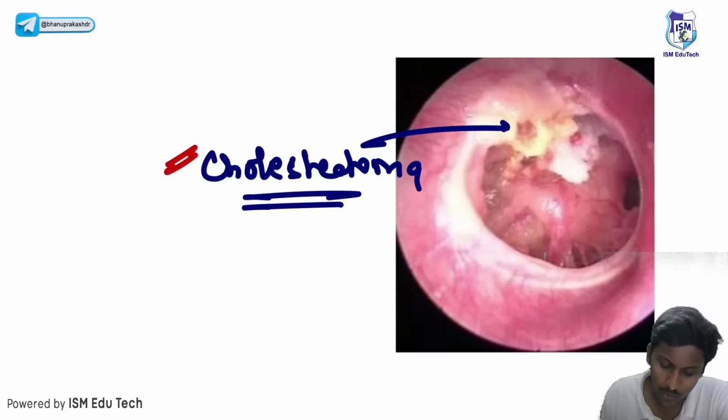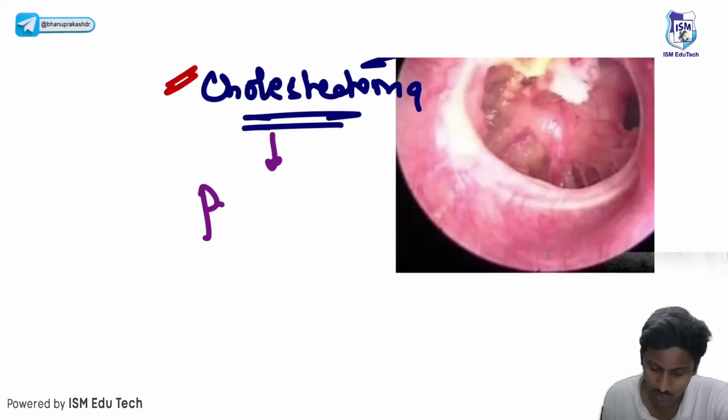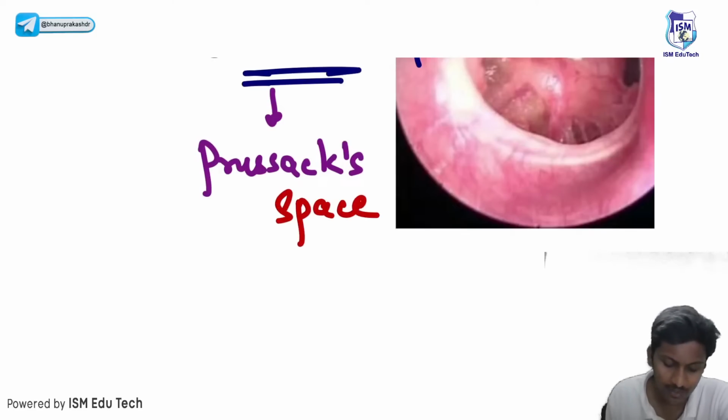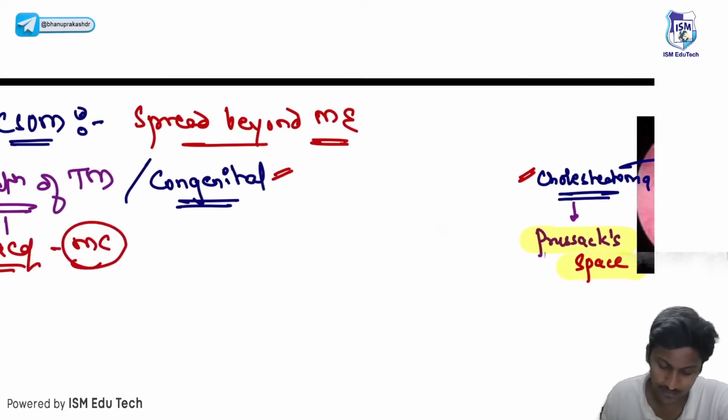Okay, what is the most common site for this cholesteatoma? You just need to remember it is in the upper part of the middle ear, between the neck of the malleus and the pars flaccida, known as the Prussak space. So the most common site for this cholesteatoma is the Prussak space usually. Okay, it is the Prussak space.